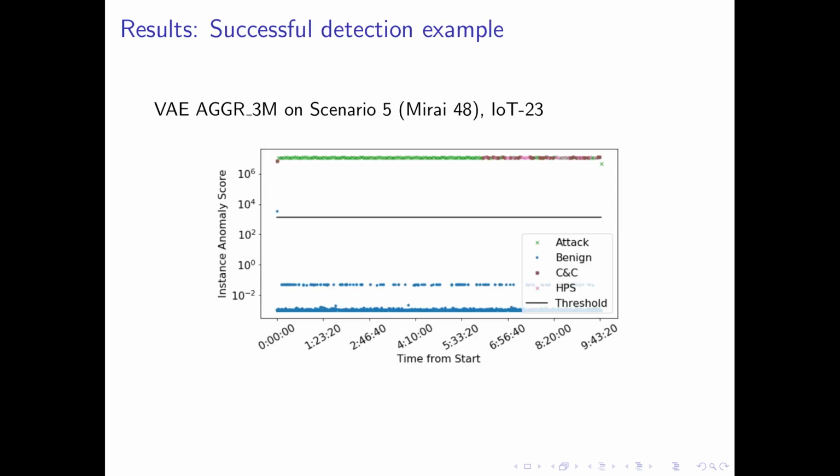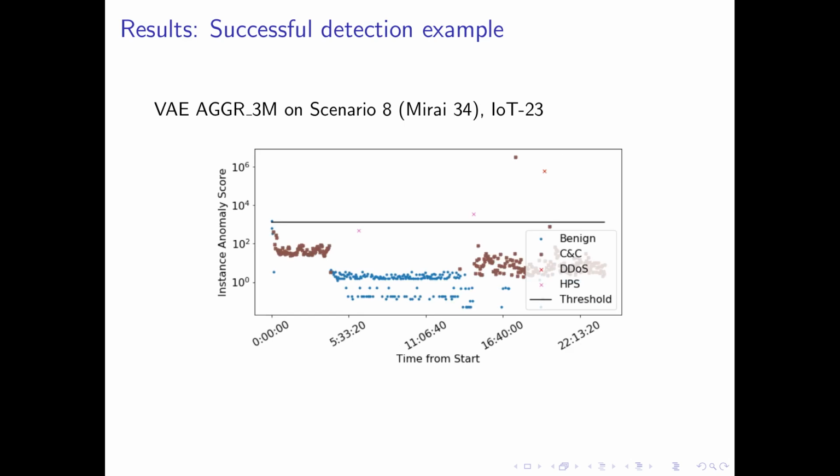And let's just look at some successful and unsuccessful examples. So here's a successful detection example from the IoT23 dataset, and this is a variational-autoencoder trained on aggregated data points. And we can see that it managed to almost completely separate the attack and benign data points for this test attack. Benign data points are denoted as blue in this plot. So yeah, again we can see clear separation, so it does a good job.